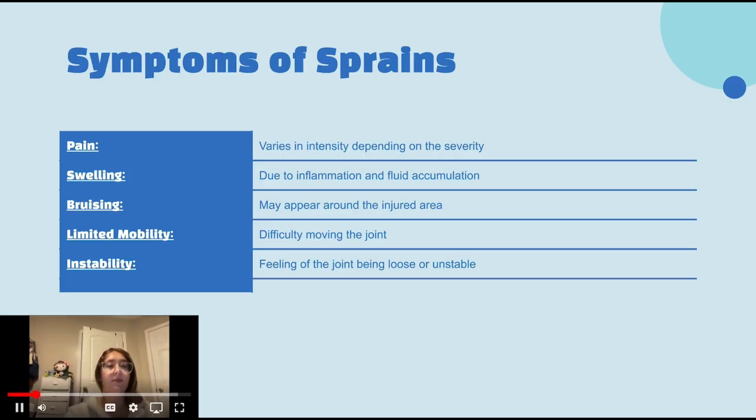The symptoms can be pain, swelling, bruising, limited mobility, and instability. For pain, this varies depending on the severity of the sprain. Swelling is due to inflammation and fluid accumulation. Bruising may appear around the injured area. Then we have limited mobility, which is difficulty moving the joint. And then instability is a feeling of the joint being loose or unstable.